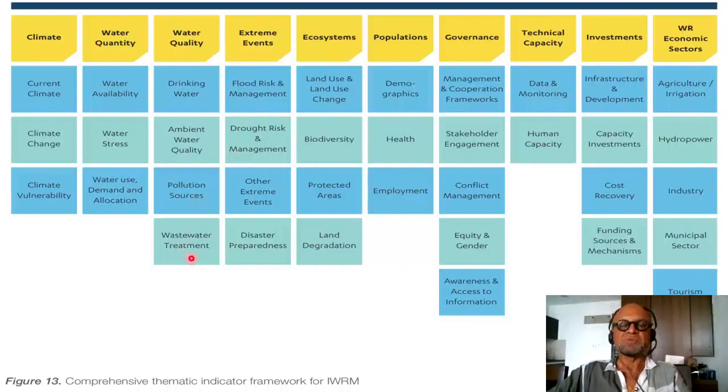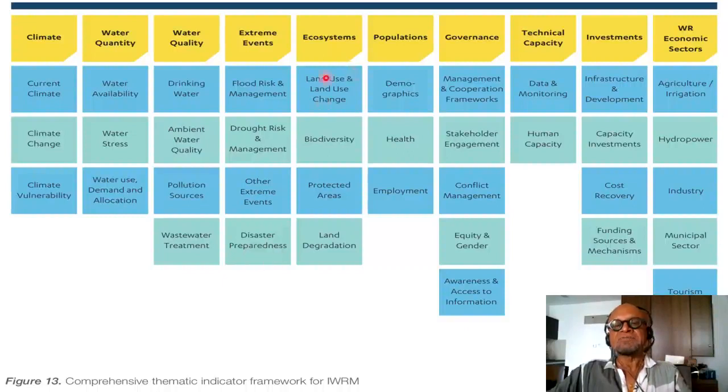And wastewater management, which is a necessary requirement for human settlements, especially urban centers, and where that wastewater goes, where pollution goes, and how it's managed are very critical. How the water is recycled as well. Extreme events, of course, flood risk, drought risk, and management. Other extreme events could be storms, cyclones, etc., disaster preparedness.